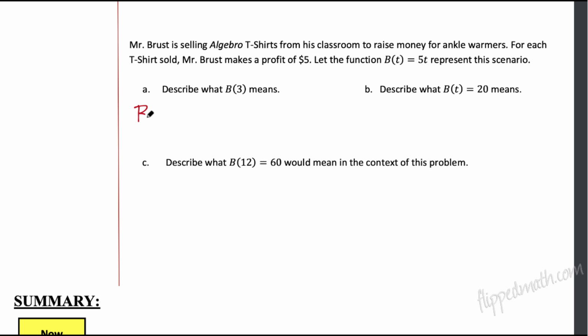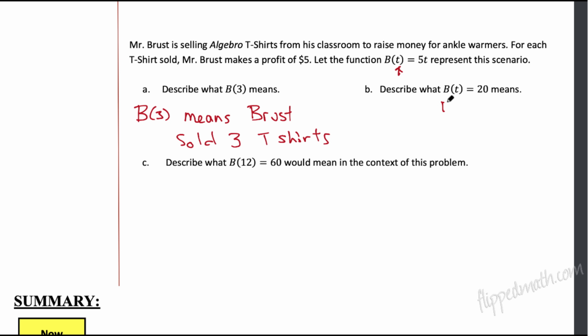So B of 3, we're going to describe this using words. B of 3 means what? Okay, well, notice the 3. The 3 is where the t goes. So what does the t represent in this situation? B of t, that's what we're plugging in. This is how many t-shirts. So B of 3 means Brust sold 3 t-shirts. That's all they want for this. We're just using our words.